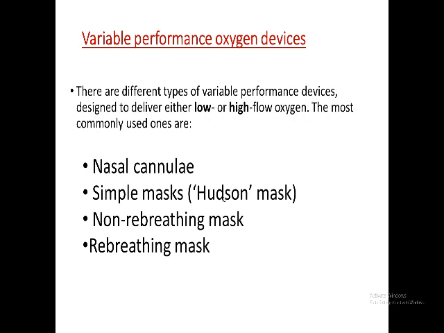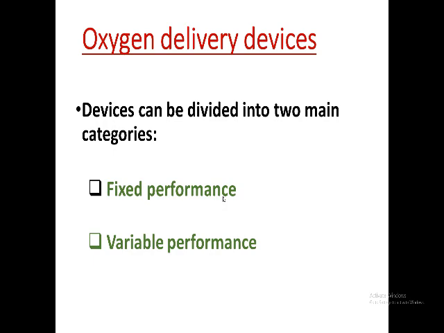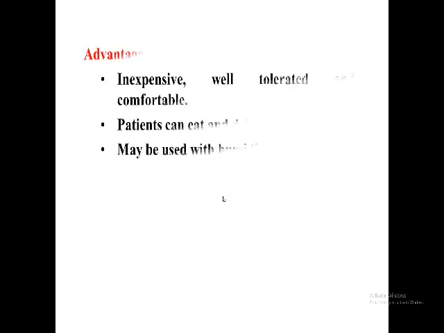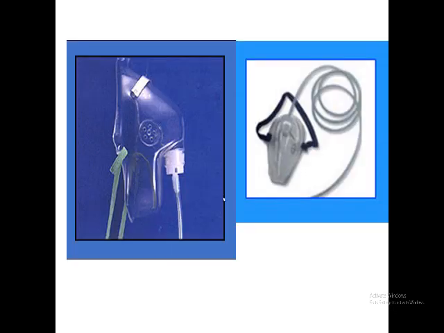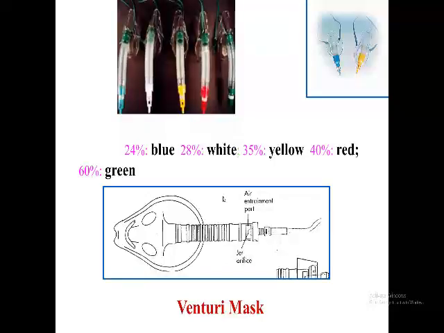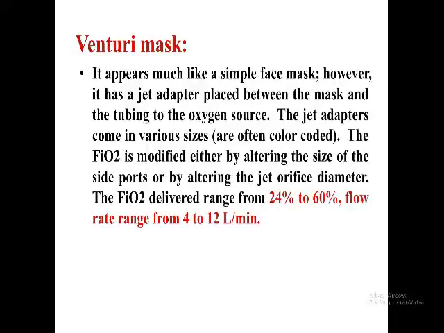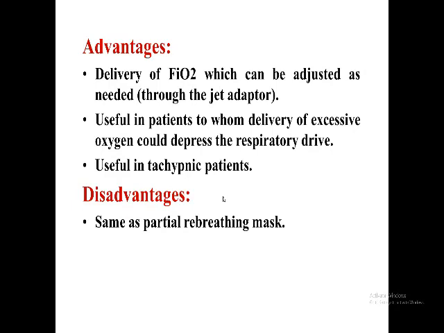Nasal cannula, face mask, non-rebreathing and rebreathing mask, these are variable performance, while fixed performance is the Venturi mask. It gives fixed flow, whatever the respiratory rate, whatever the condition of the patient. Okay, so it is useful to adjust the flow in hypercapnic patients, especially in hypercapnic patients. Useful in tachypneic patient, useful in hypercapnic patient. If you want to give specific oxygen supply to the patient.